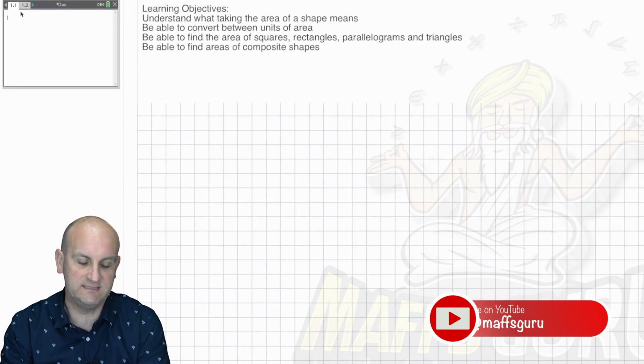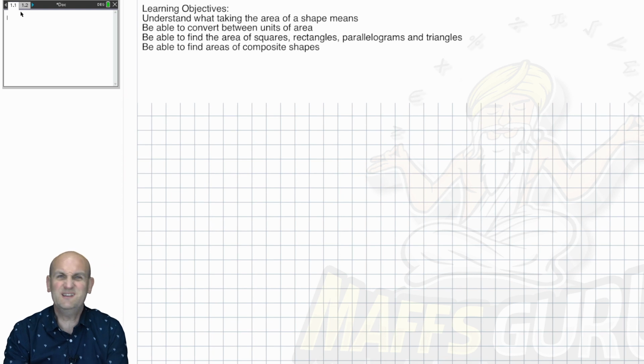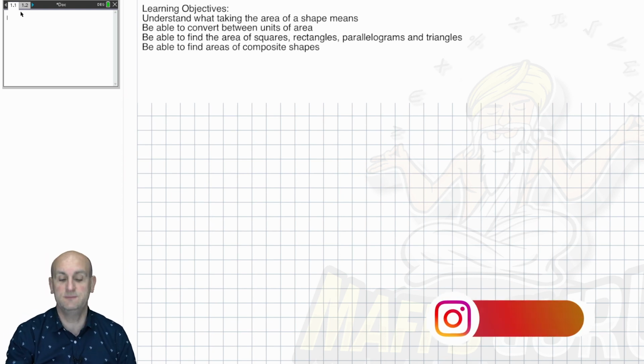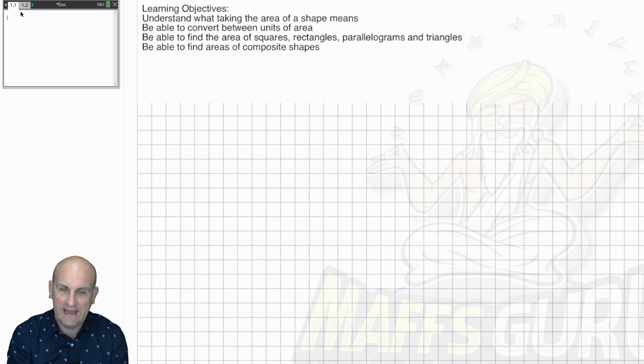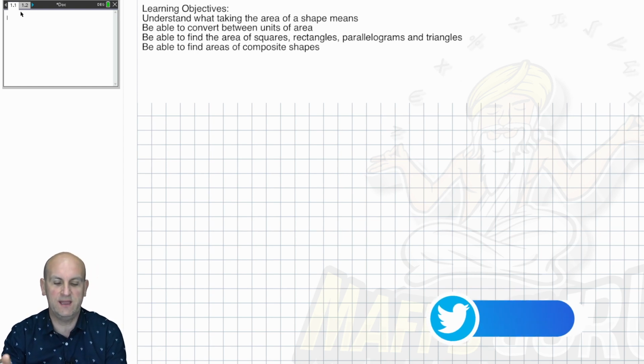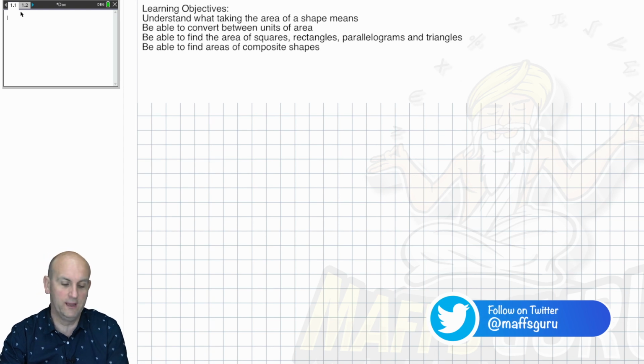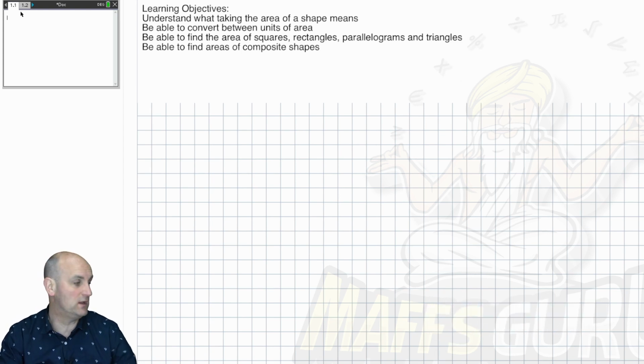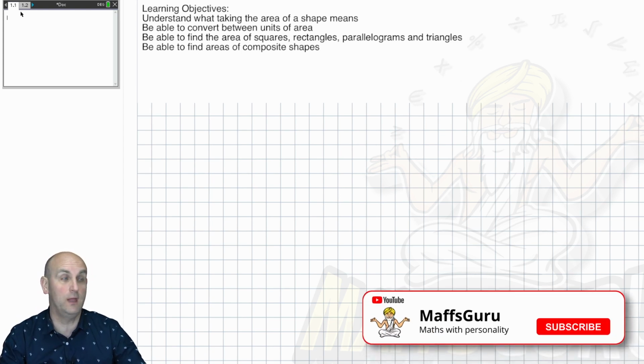Maybe not, but we're going to do the areas of basic shapes. So we're going to look at, well, what does it mean to find the area? And there are some interesting tricks in this. Be able to convert units of area, I'm going to leave that to the very end, and be able to find the areas of squares, rectangles, parallelograms, triangles, and composite shapes. Sounds like a lot of stuff to deal with, yes?